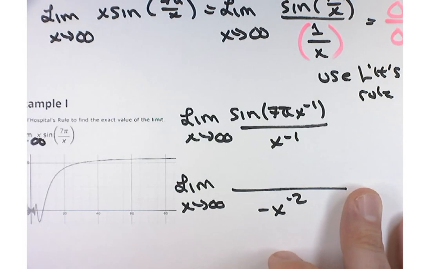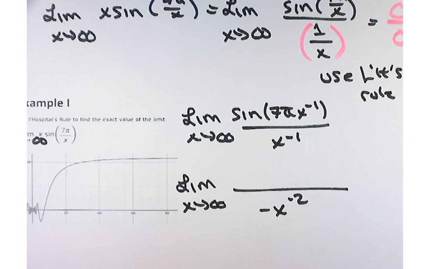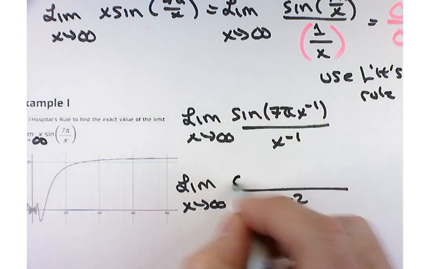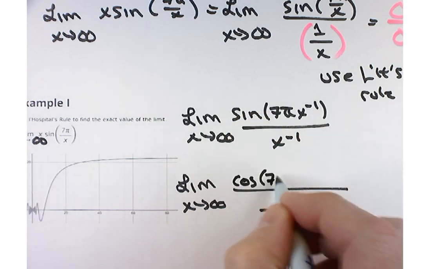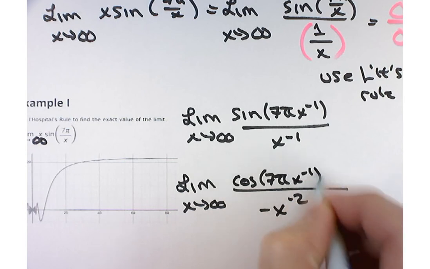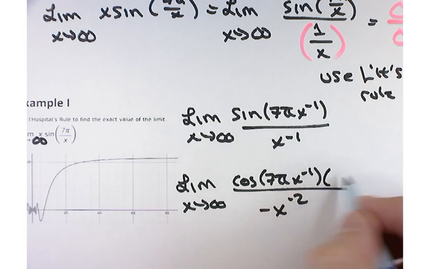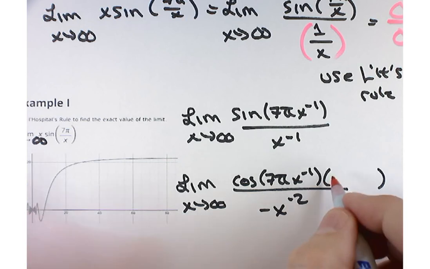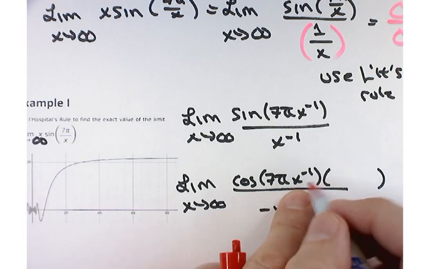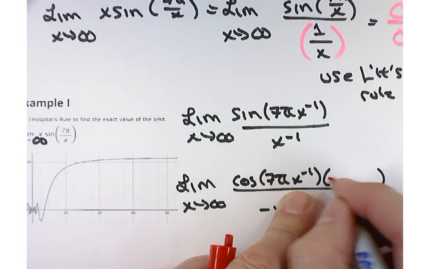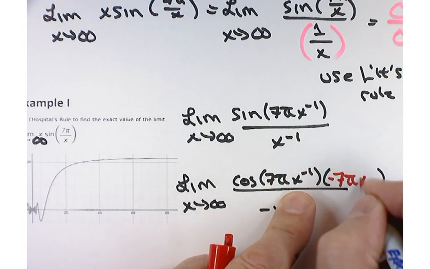Okay. So, let's think. When we differentiate this, it's the derivative of the outside, which is going to be your cosine of 7 pi x to the negative first. Derivative of the outside of the inside times the derivative of the inside. So the derivative of the inside, what's that going to be? Well, it's going to be really the derivative of this, right? Which is going to bring negative out front, negative 7 pi x to the negative second.